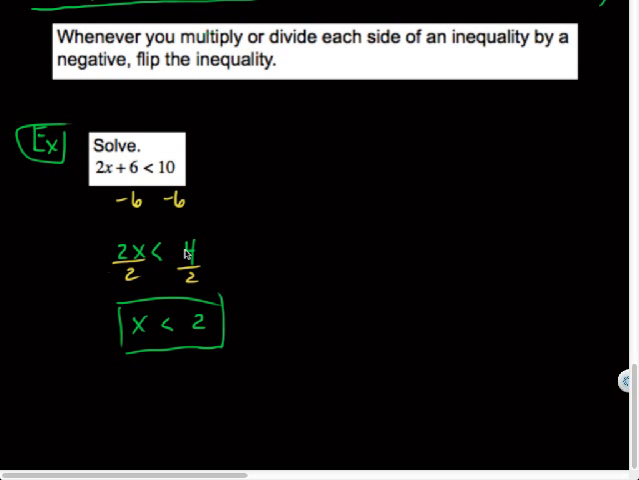Side note, what if I had this? What if this was a -4 the whole time? Would I have had to flip the sign? No. Why not, Tyler? Because you're not actually dividing by a negative. It is a negative, and you're dividing, but I'm dividing a negative by a positive 2. So that's fine. I wouldn't have to flip it.